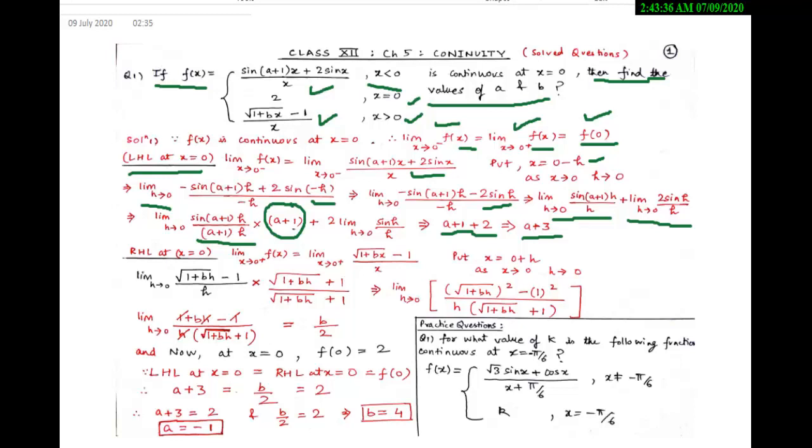So, from here we can write it as limit x tends to 0 plus f(x). And now, according to our function, if x is greater than 0, then our function f(x) will be equal to (square root of (1 + bx) - 1) upon x. So, here also, in place of x, we will put 0 plus h. Here, as x tends to 0, h approaches 0. Therefore, we get limit h tends to 0 of (square root of (1 + bh) - 1) upon h.